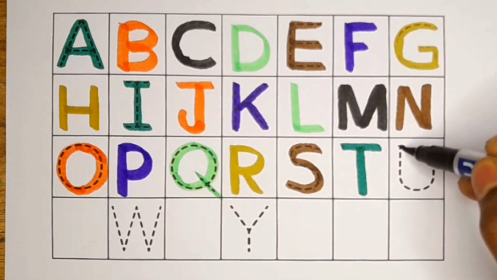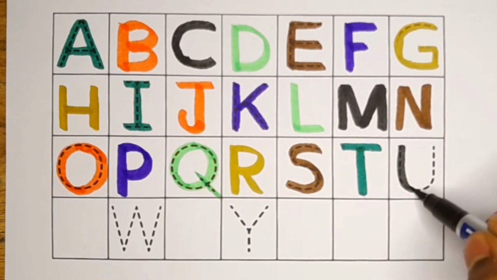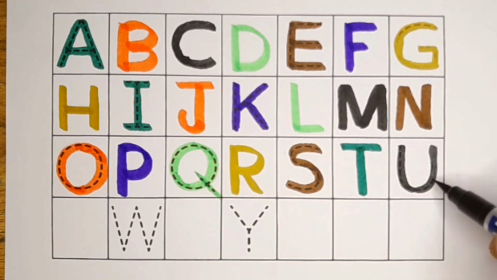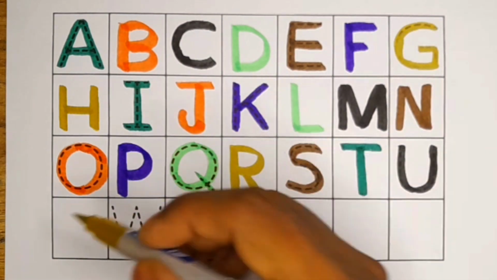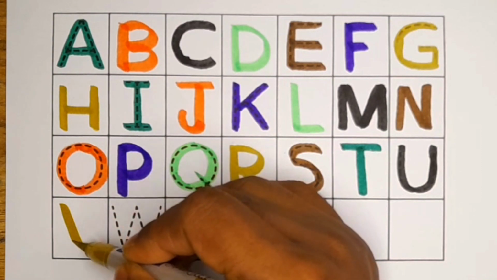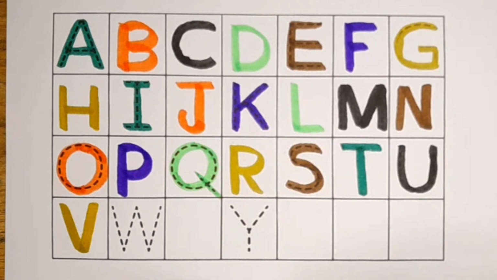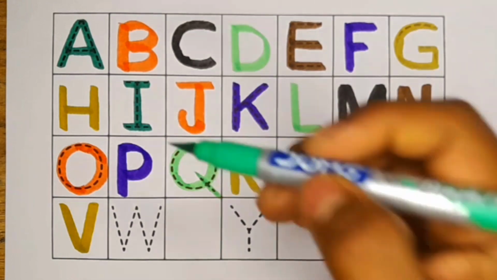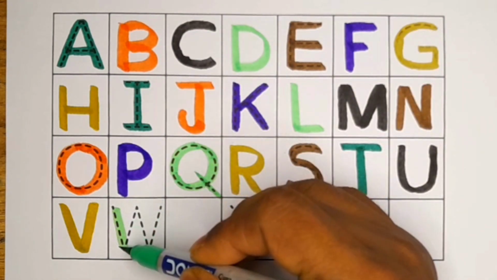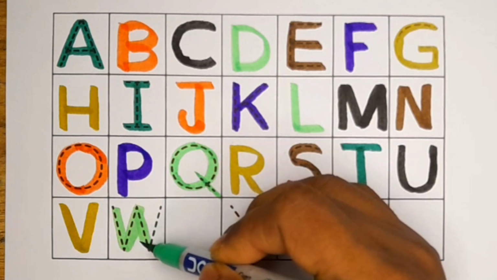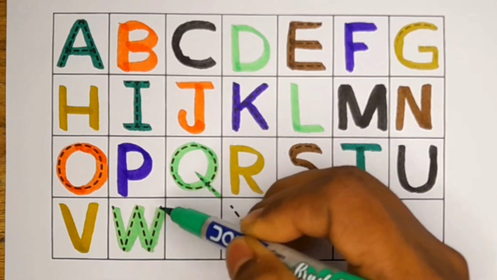Black color. This is black color. U for umbrella. Golden color. This is golden color. V for van. Green color. This is green color.